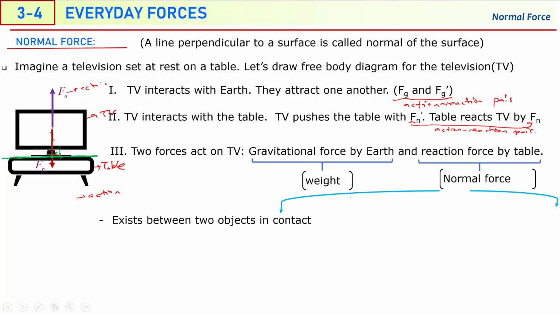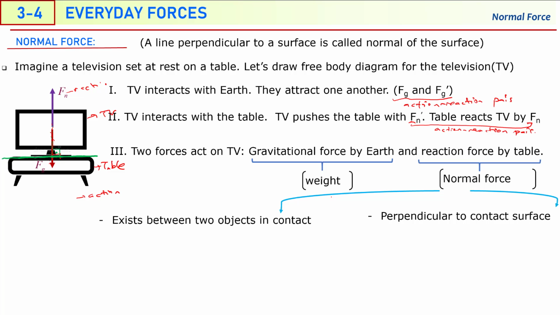First, it always exists between two objects in contact. So if you are talking about a normal force, you should check whether the objects are in contact or not. If objects are in contact, then you can talk about normal force. Second, this force is always perpendicular to the contact surface. The contact surface here is horizontal. That's why the normal force must be vertical.